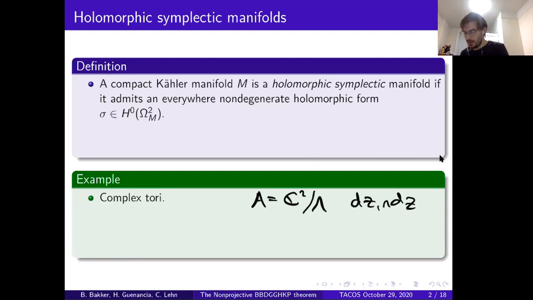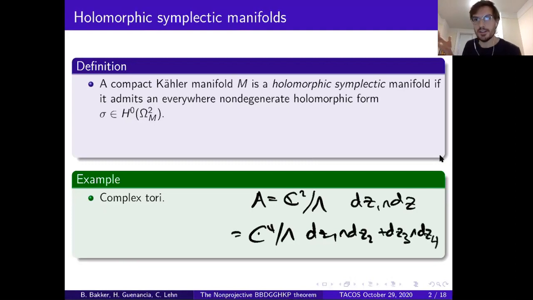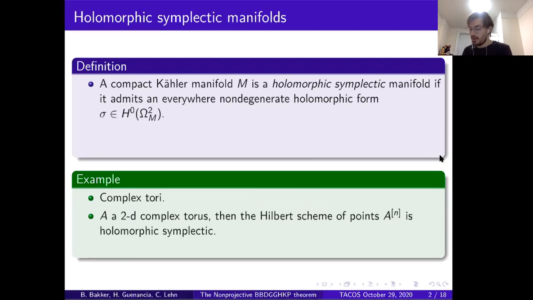But of course, I can do the same thing with a four-dimensional torus, or indeed any even-dimensional torus, by taking, for instance, something like this. Basically, your favorite non-degenerate symplectic form. Okay, so another important example is if I take a two-dimensional torus A, then I can take the Hilbert scheme of points of length n subschemes on A, and this is also a holomorphic symplectic manifold.